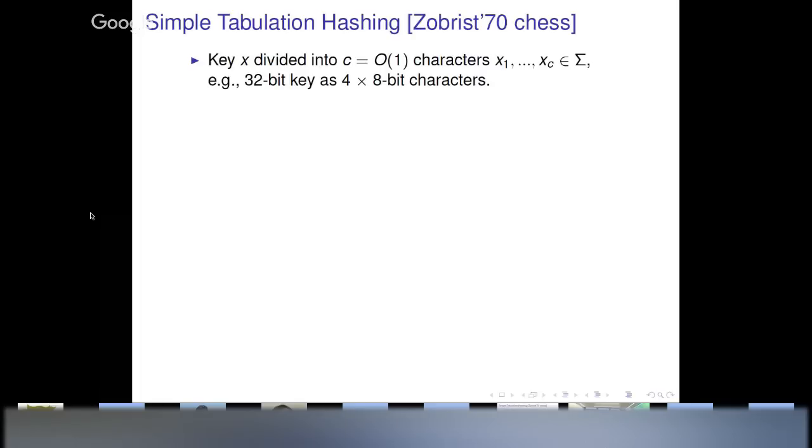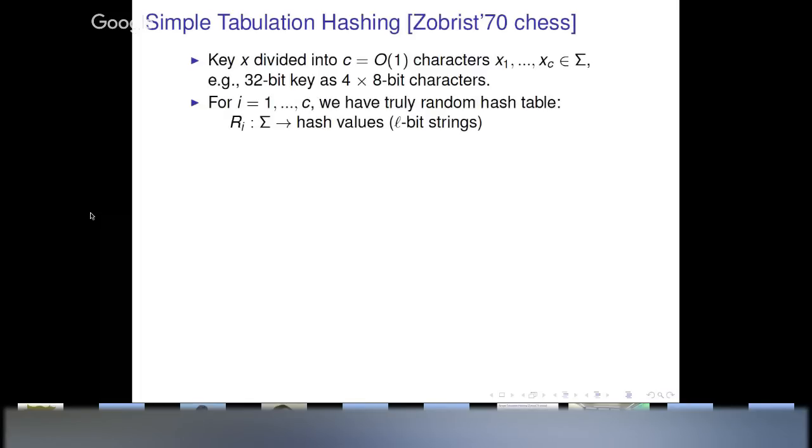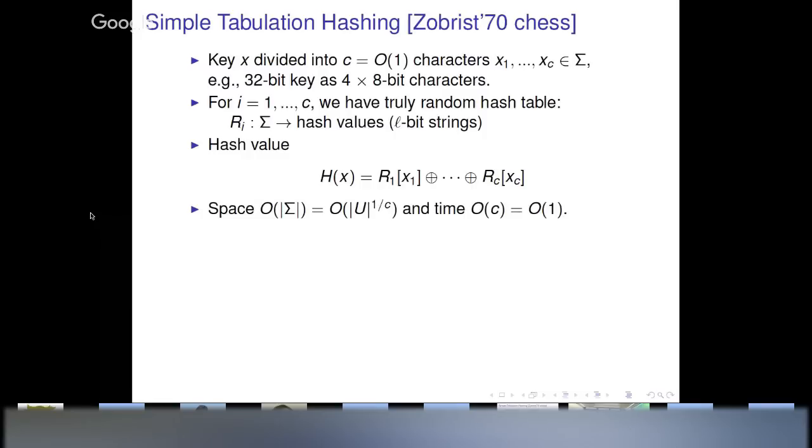You just have your key and you divide it into characters. So think of it as 4 characters, for a 32-bit key, but it could also be 16-bit characters. And then you have a truly random hash function for each character position, but it only has to map characters. So only 256 characters to map. So we don't have the space problems we had if we tried to tabulate the hash values for every key in the universe. It's only characters. And then the hash value is just the XOR of the hash of each character. So it's very simple to implement. It works in cache, hopefully, and the running time is basically just doing these XORs.